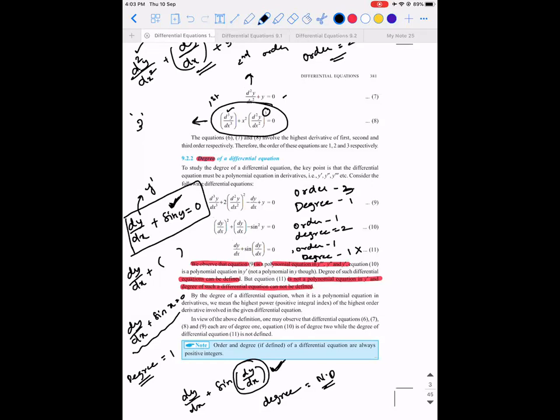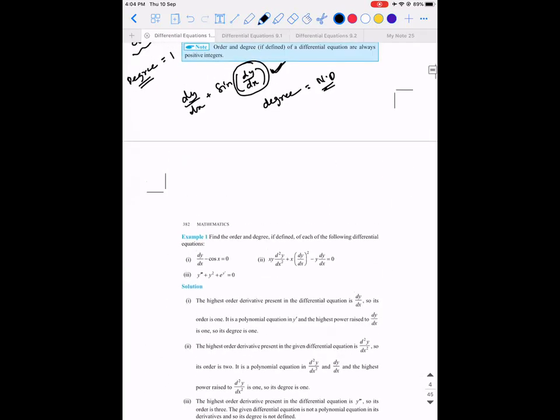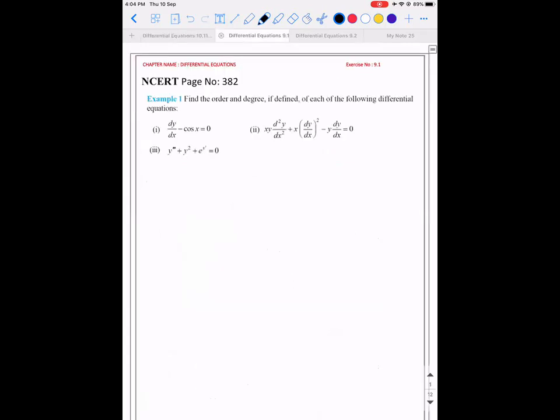So if you do a few examples, you will understand. See, this is a very simple exercise. We can finish it in less than 5 minutes. So let's start with the first one.